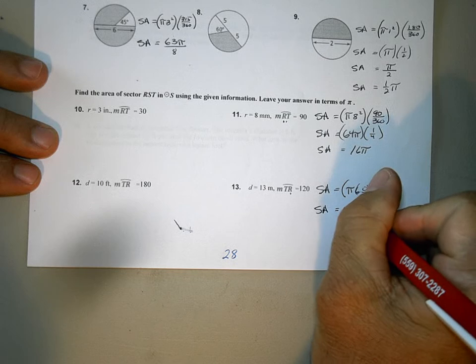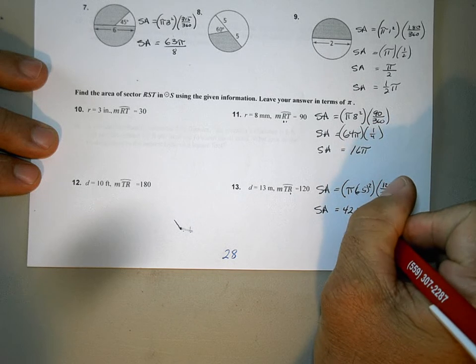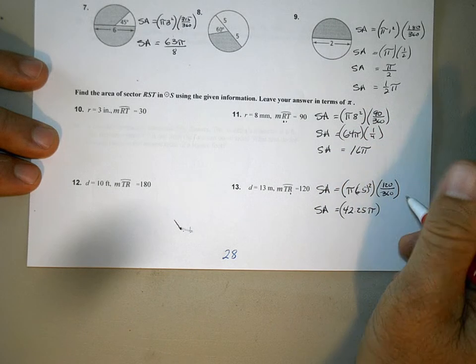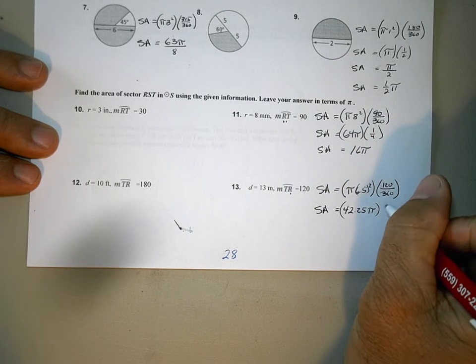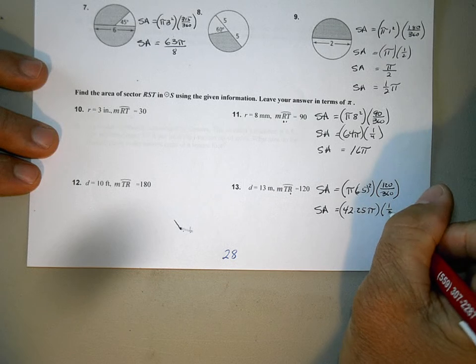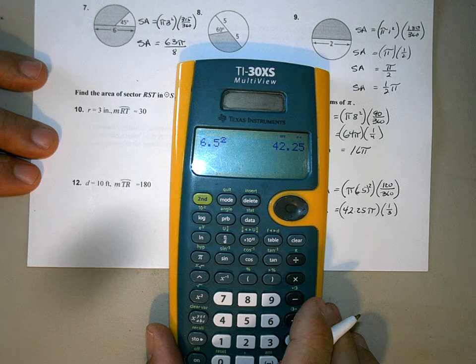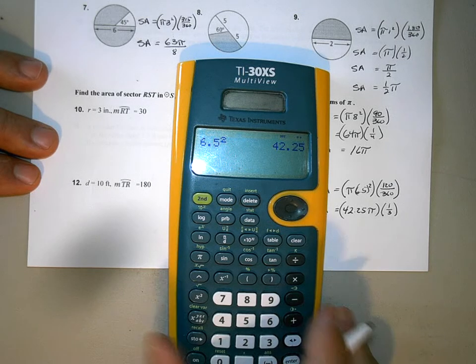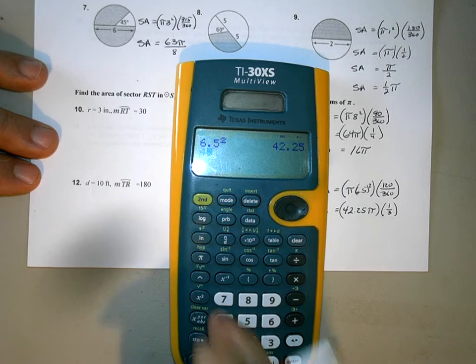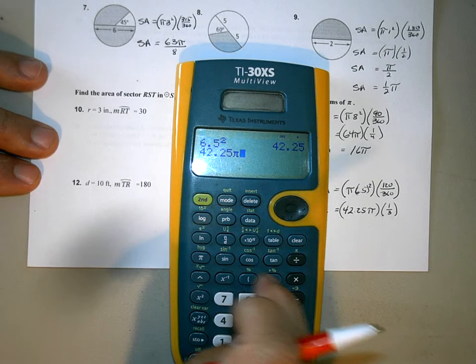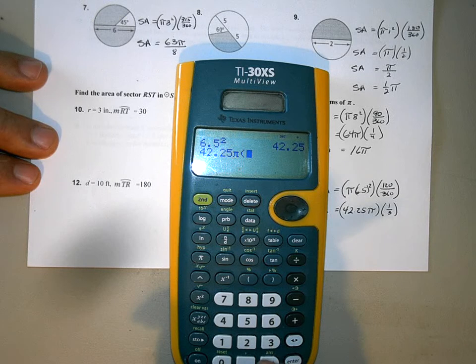42.25. So we get 42.25 pi times basically 1/3, right? So let's go ahead and multiply that out because we shouldn't have fractions and decimals together. So let's take 42.25 pi and multiply it times 1/3.